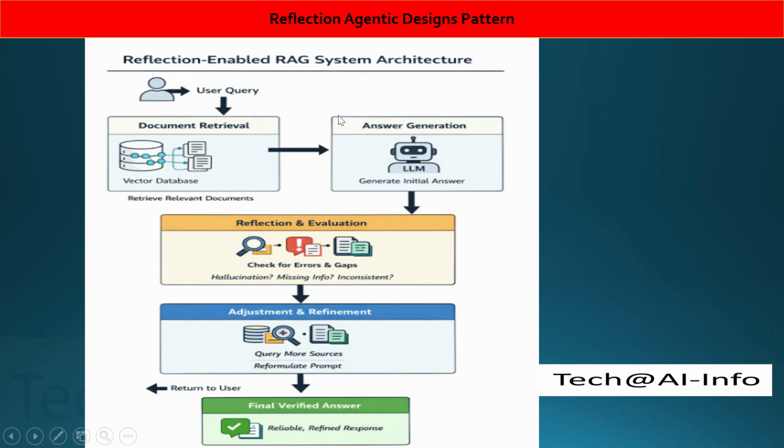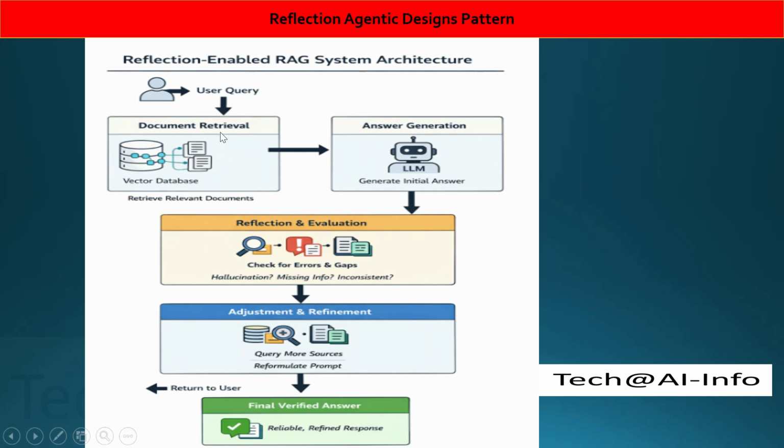So here we'll see the step-by-step flow execution. The flow starts with the user query. The user asks a question: explain RAG versus fine-tuning. This is the trigger that starts the entire agentic workflow. The query defines what knowledge needs to be retrieved and generated.